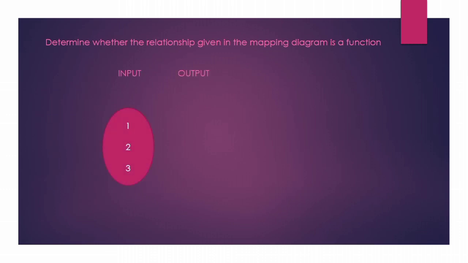Another inputs and output. We have 1, 2, 3, 10, 15, 20. So 1, 10. 2 has an output of 1, and 1 has an output of 20. 2, 20, 3, 15. Now what have you observed? Yes. The 1 in the input was used with outputs 10 and 20. So that means that this mapping diagram is not a function.